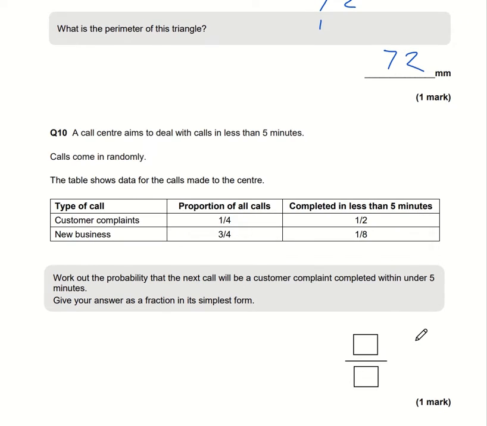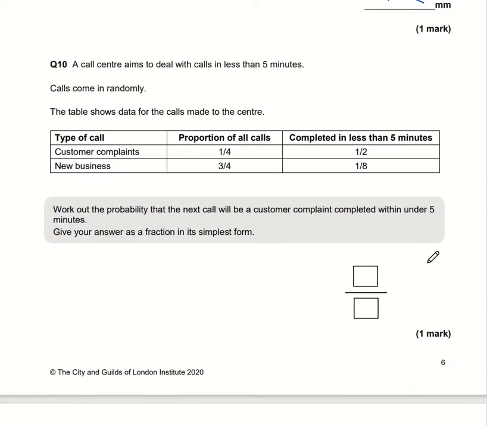Question number 10. Work out the probability that the next call will be a customer complaint. So the probability of the next call being a customer complaint is 1/4, and it's completed within under 5 minutes, or the probability of completing a call in less than 5 minutes is 1/2, so I'm going to multiply the probabilities together. So 1 times 1 is 1, and 4 times 2 is 8.